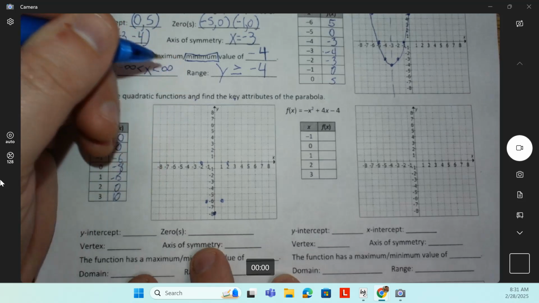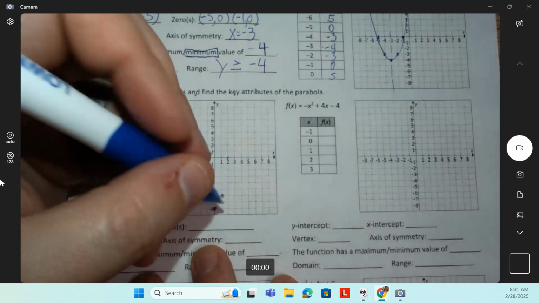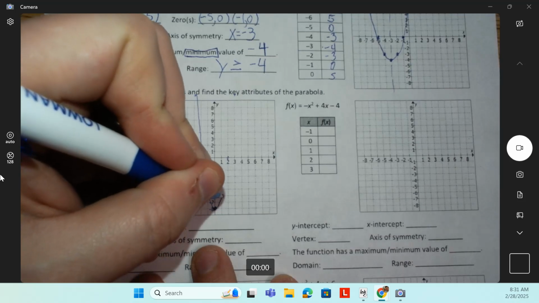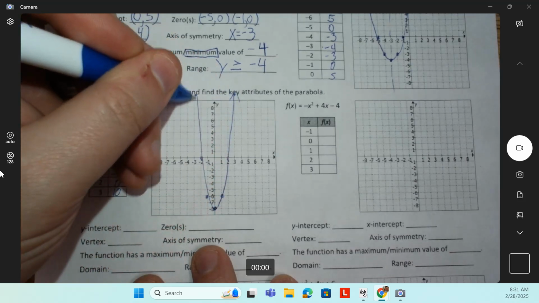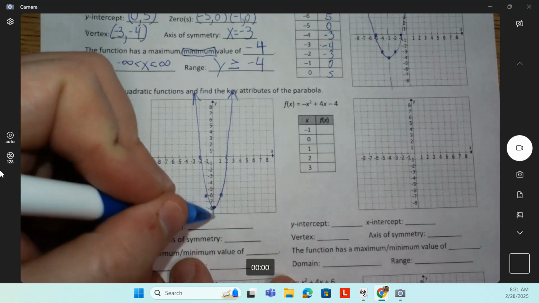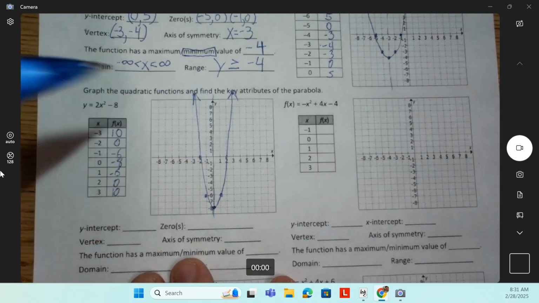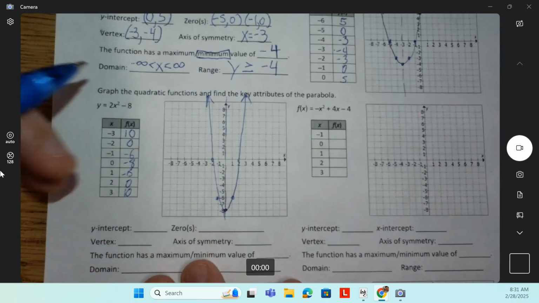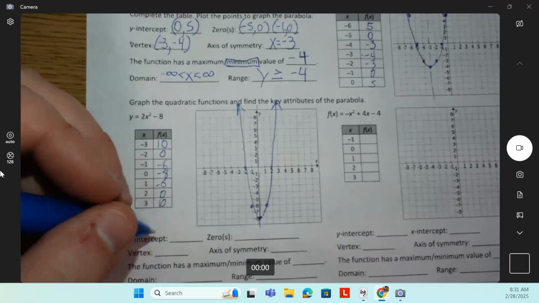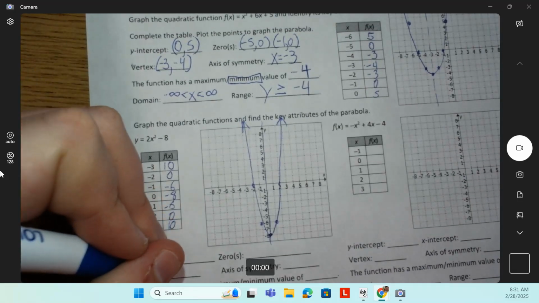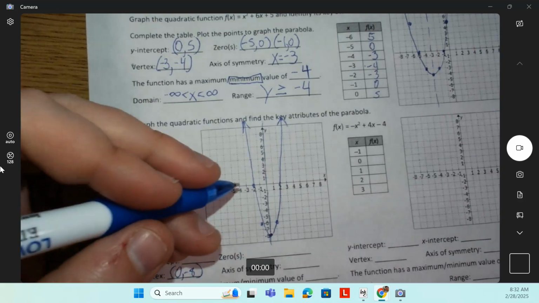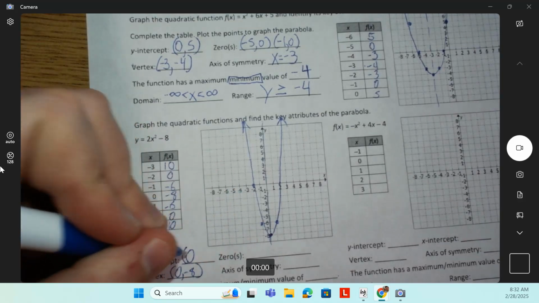And negative 10 would be off there. And so we've got our points, and you can draw our little graph here. Okay, and again, we have that axis of symmetry going down the middle, but this is one where, since it's on the y-axis, my vertex there is (0, -8). My y-intercept also ends up being the same thing.